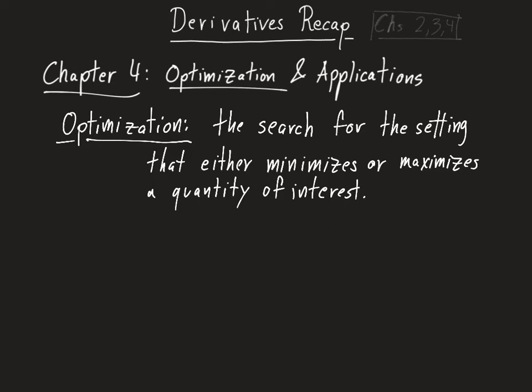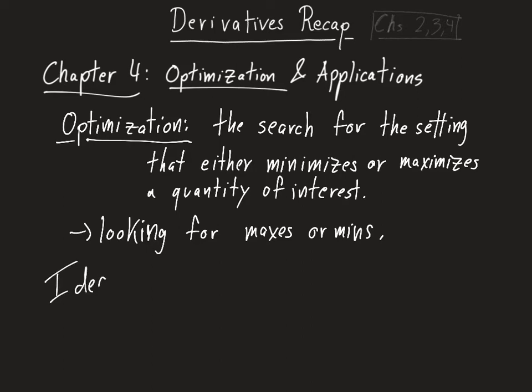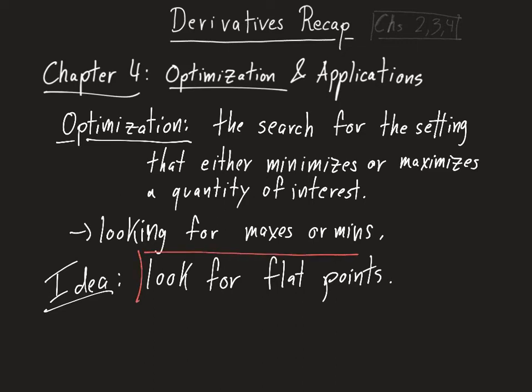In other words, in an optimization problem, you are looking for maxes or mins. And what is the idea? The idea is: look for flat points. That's it. That's all there is to it. That is the entire strategy that we have behind doing optimization problems.